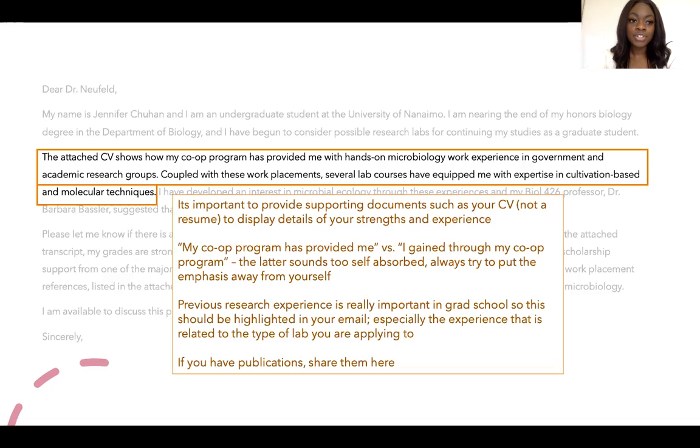She has also mentioned her previous research experience, and that's also very important because even if it's just lab experience or something minute, you can blow it up as if it's the most experience you've ever gotten in that field. It should be highlighted pretty early on so he knows that this is someone who at least has some knowledge in the field. And if you have received publications, it's good to share them in this section as well.